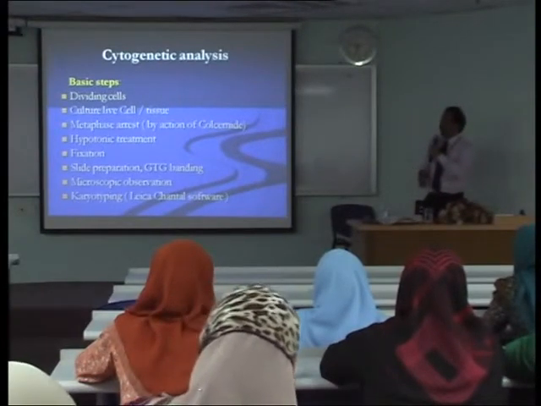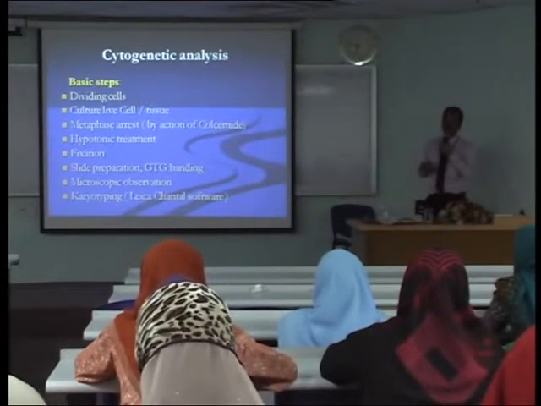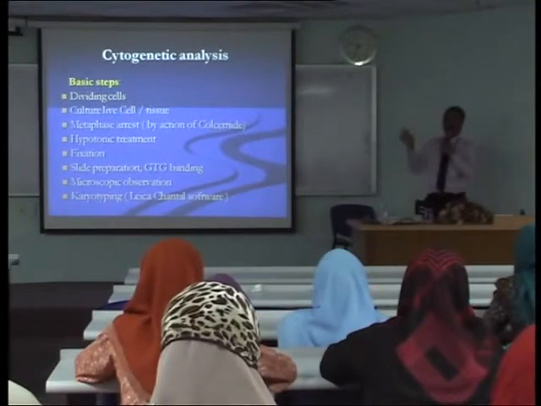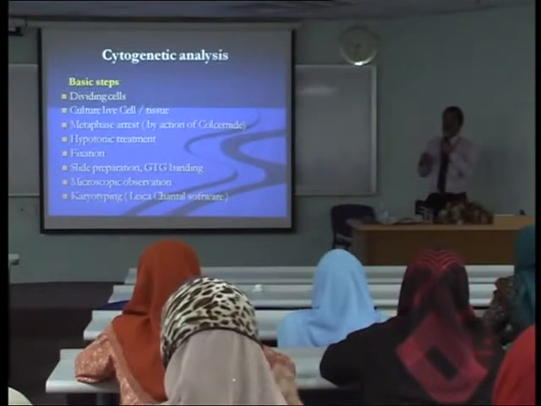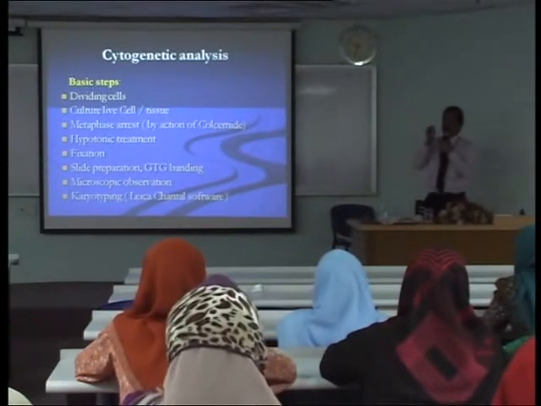Then another step is hypotonic treatment. We give a treatment with 0.075 molar potassium chloride. The cells will swell because of this treatment, and that helps in better spreading of the chromosomes. You know that the chromosomes inside the nucleus are in a very compact form because all are very, very small.